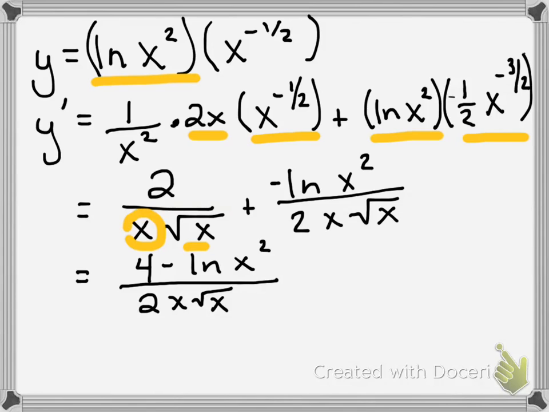My ln of x squared, nothing can happen to that, but x to the negative 3/2 turns into x root x. So as you can tell, your denominator is almost the same. It's just that the first one is missing a 2. So I multiplied this by 2 over 2. So that's why that turned into a 4, so we could get it into one fraction altogether for our answer.